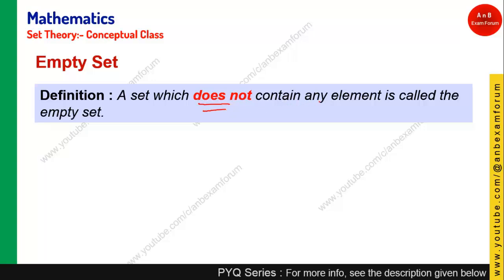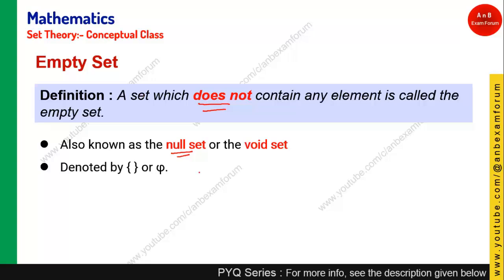A very simple definition: there is nothing in it. If you have a set and the set doesn't have any element, it is called an empty set. As the word suggests, empty means it does not contain anything. There are other words for this empty set, like null set and void set. If the question asks which of the following is a null set, remember that it is asking about an empty set. Void set, empty set, null set all mean the same thing.